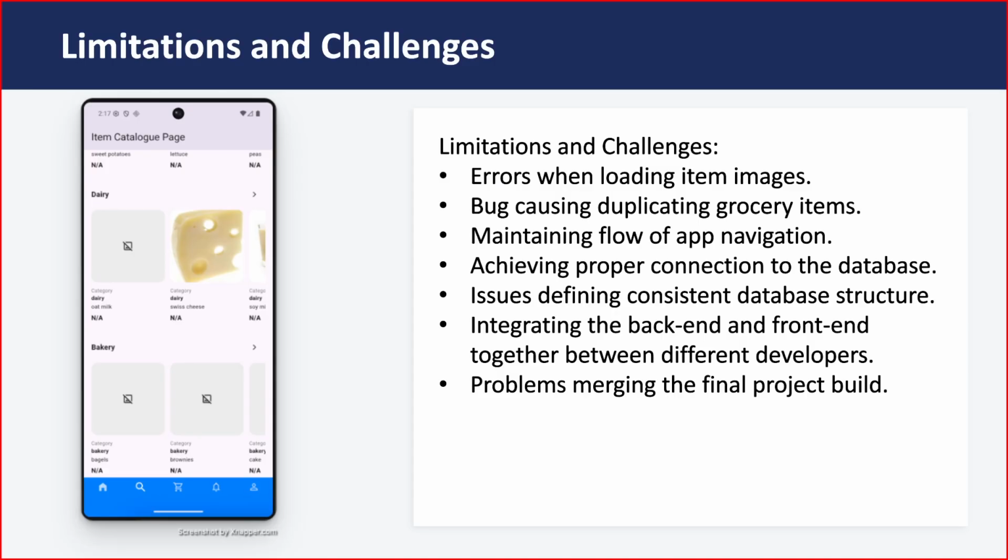Here are some limitations and challenges we faced. As you can see on the left, there are some errors loading item images and they would not display. There was also a bug in the item catalog search where 2 items that were exactly the same would duplicate and appear twice. Overall, there were some minor issues on the back end achieving a stable connection to the database, and sometimes the database substructures, such as the user account structure, had to be recreated and redefined to reflect changes in the app. Additionally, there were some issues integrating the backend and front-end development because they were mostly handled separately by different developers. However, we have overcome all of these issues and created a product that we are proud of.